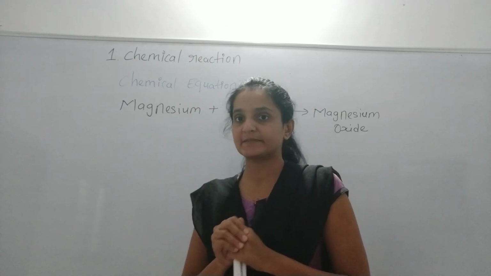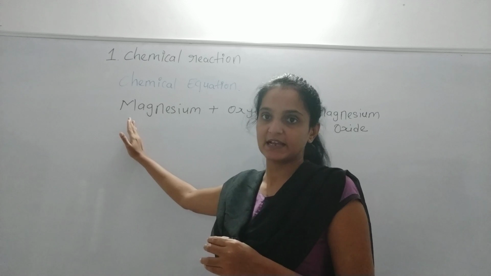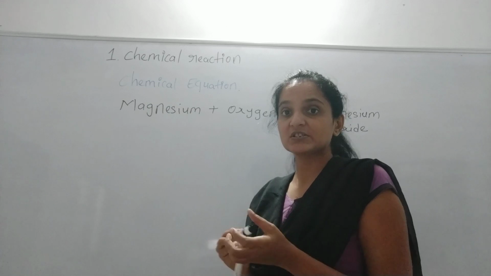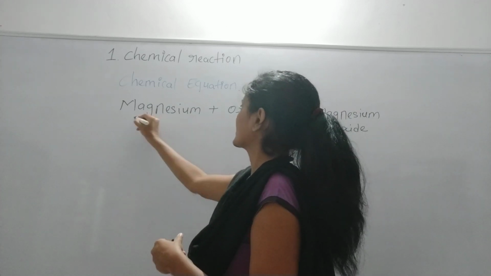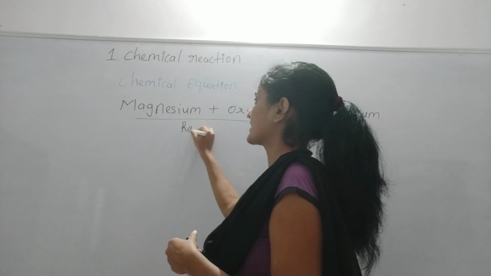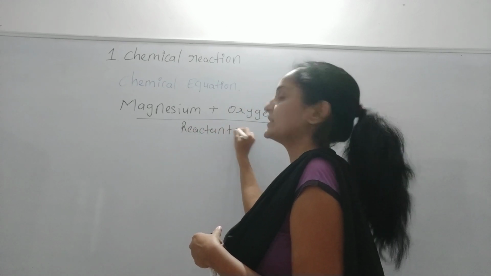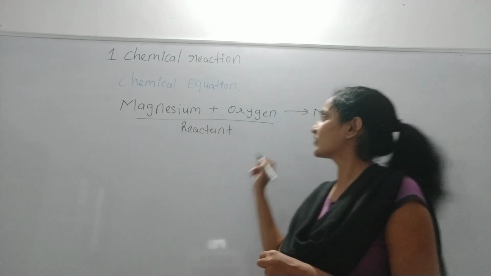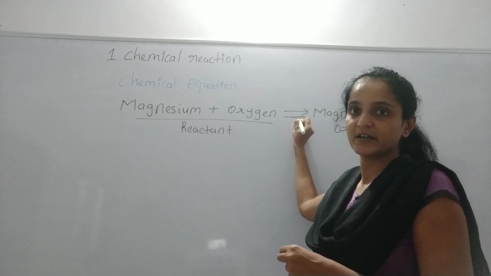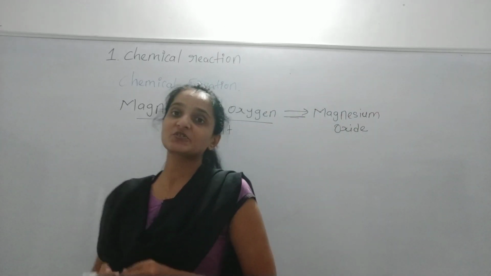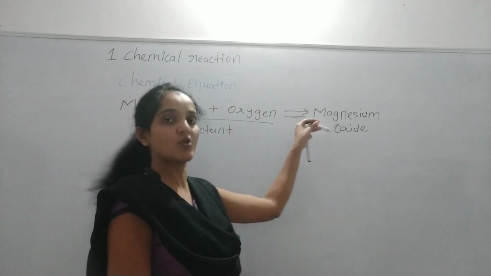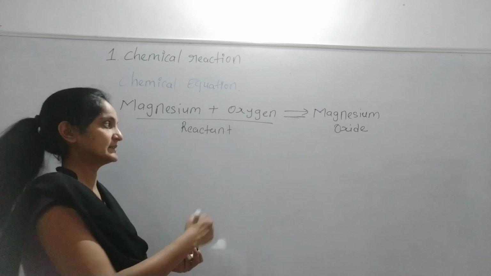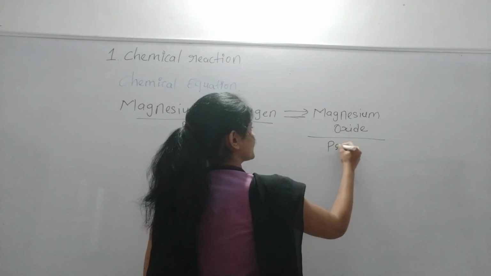So this is the method to write any chemical reaction, in which the substances which will undergo the changes are written on the left hand side. This is also called the reactant. The substances which undergo the changes are known as the reactants. It means these are our two reactants which undergo the change. They are always written on the left hand side of the arrow. Now the new substance which is going to form, magnesium oxide, is called the product. The product is always written on the right hand side.